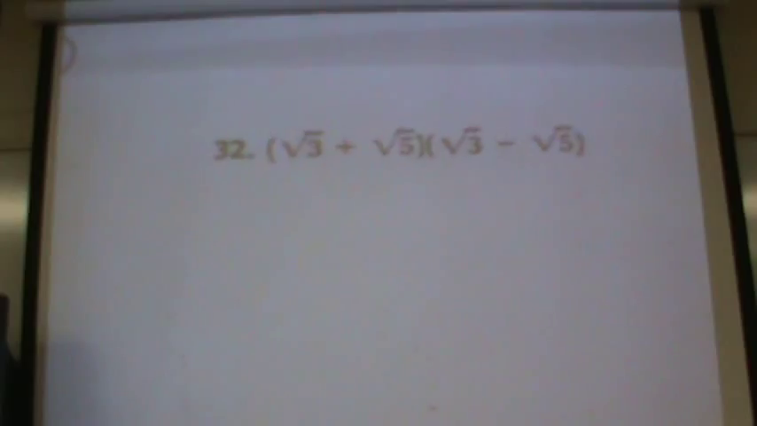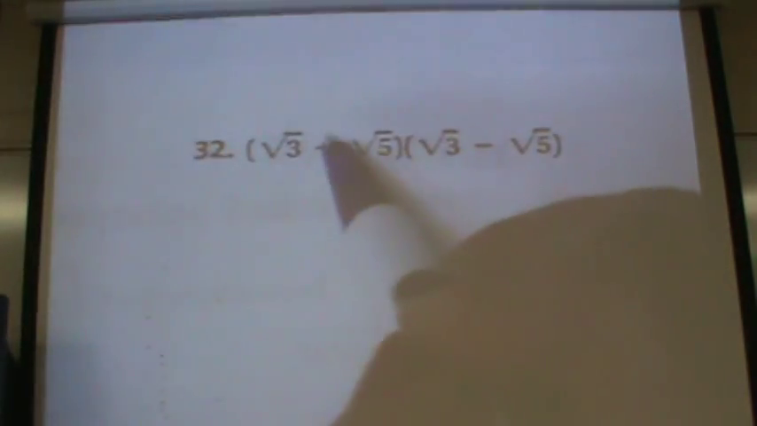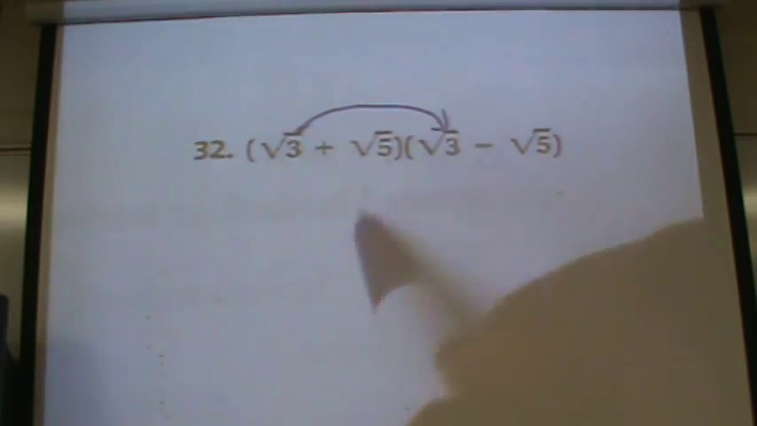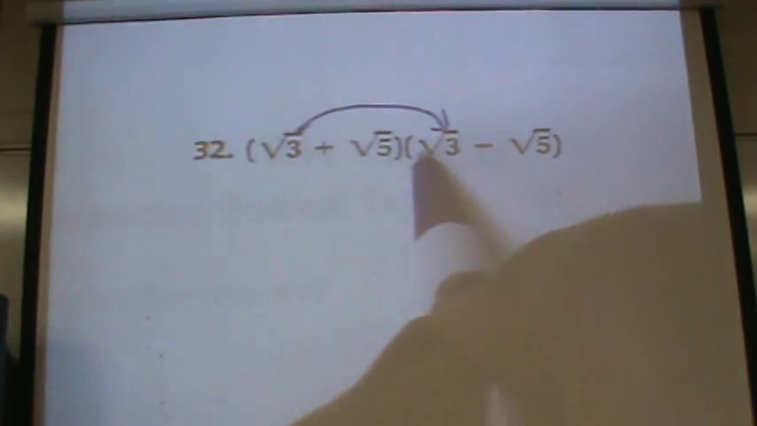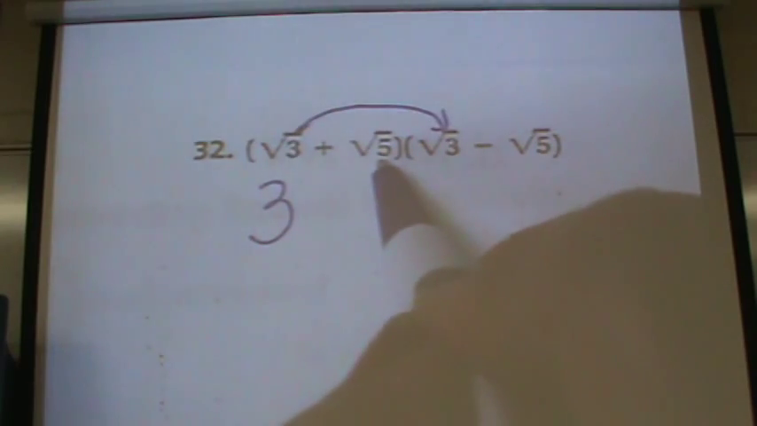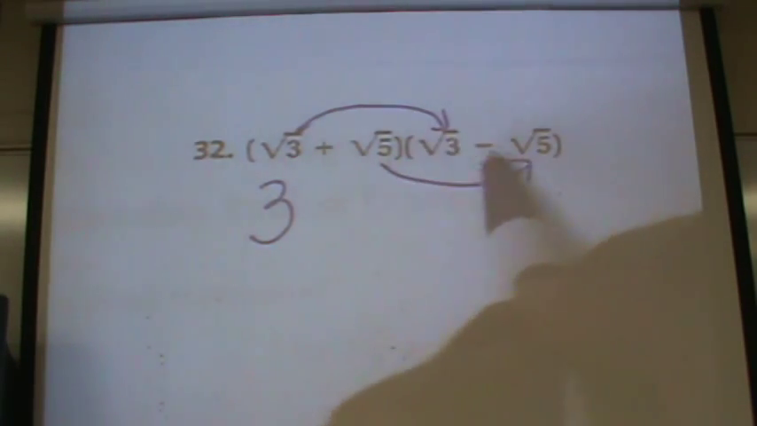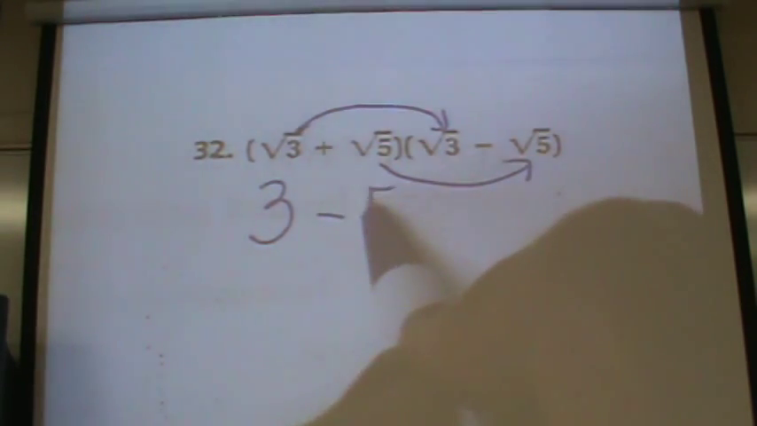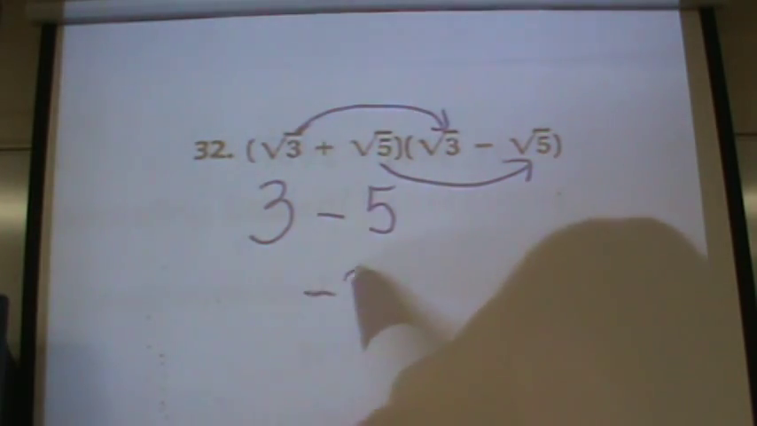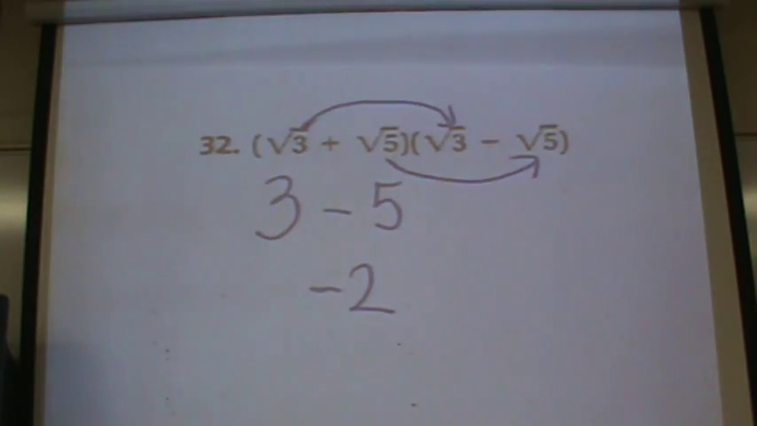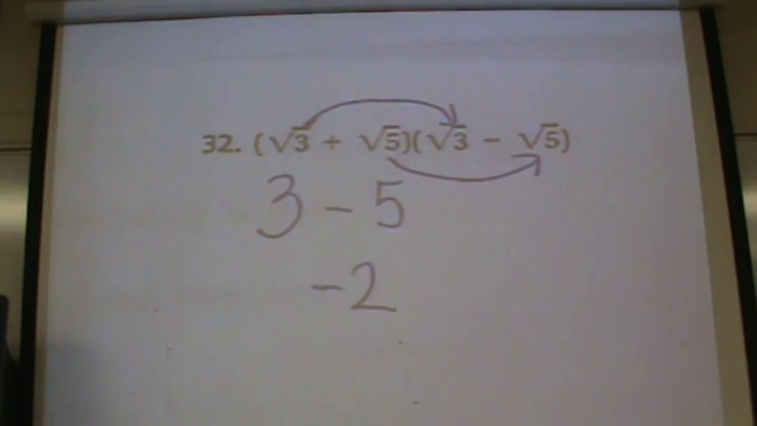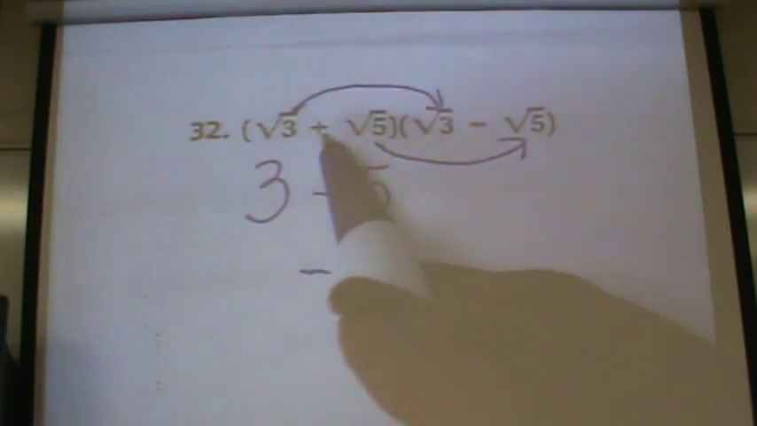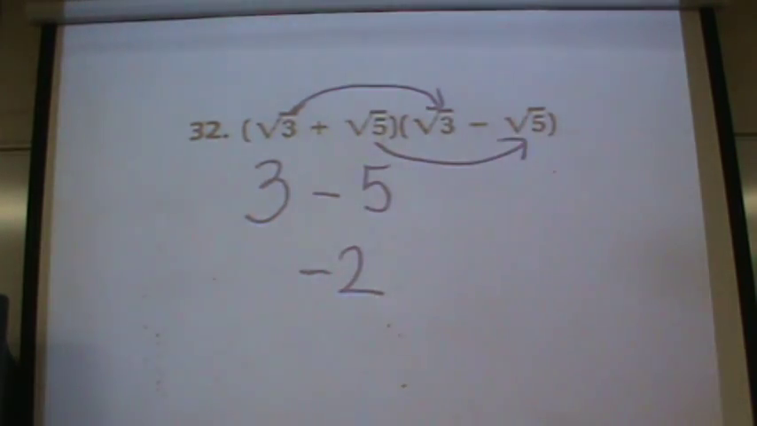Last one. You're going to do root 3. Again, they are conjugates. What's root 3 times root 3? 3. And then what's root 5 times negative root 5? Minus 5, and 3 minus 5 is negative 2. Will it always be minus? Yes, this will always be a minus because a positive times a negative is a negative.